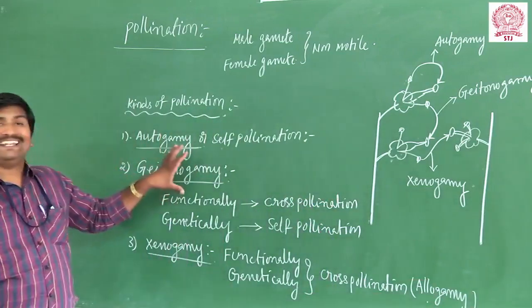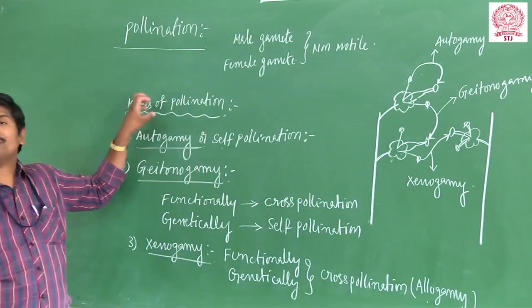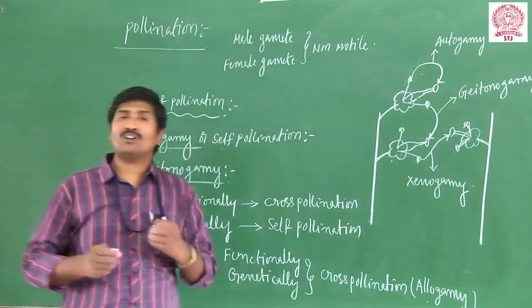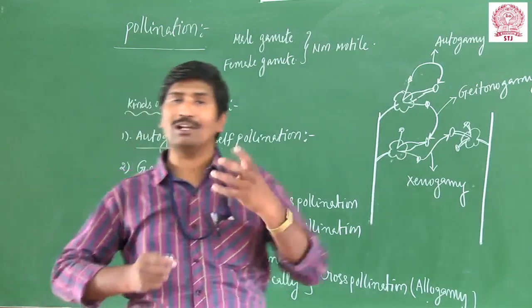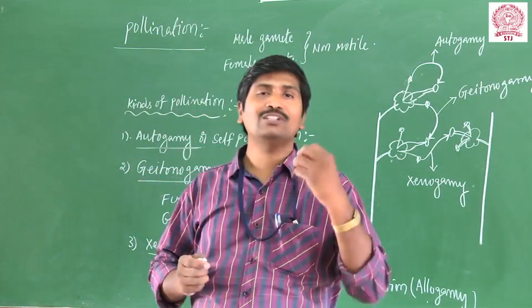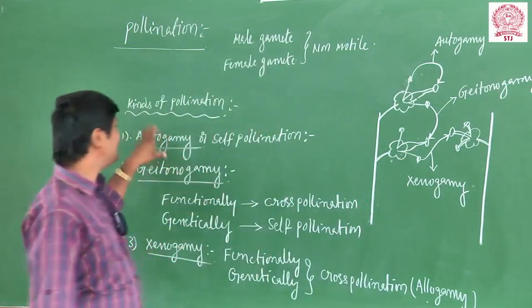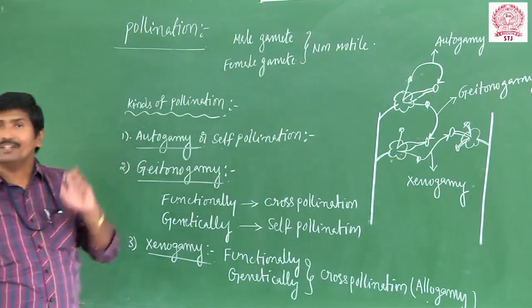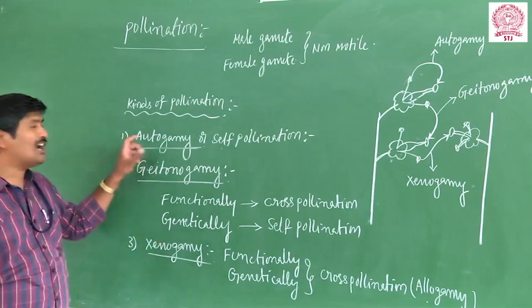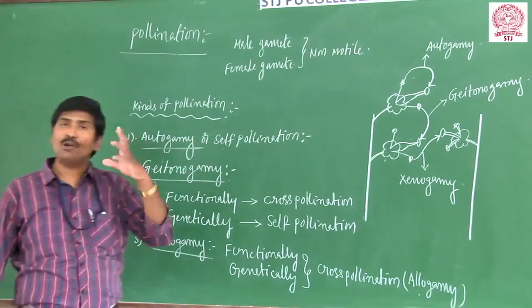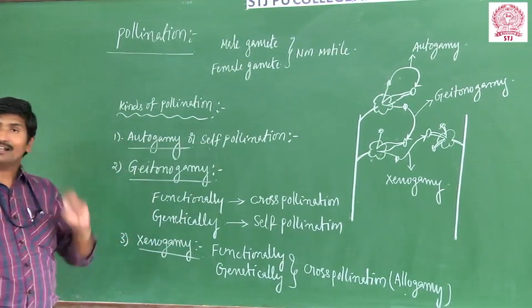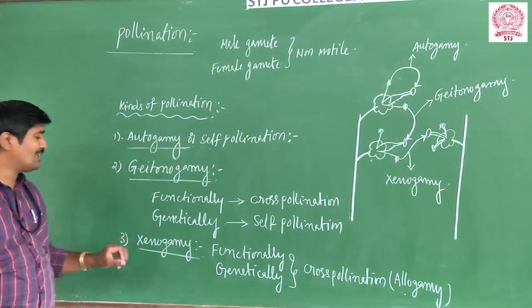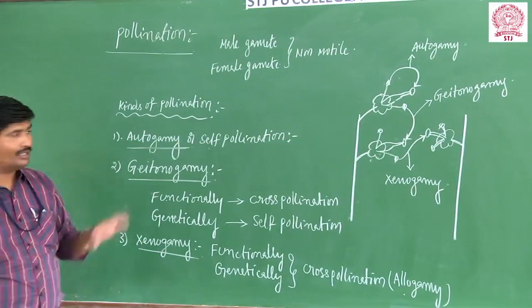So these are mainly the different kinds of pollination on the basis of the source of the pollen. On the basis of the source of the pollen, there are three types of pollination. One is autogamy or self-pollination. Second one is geitonogamy, and the third one is xenogamy.